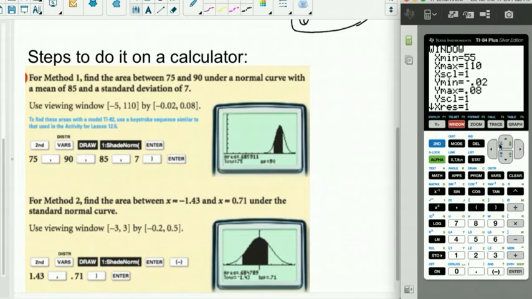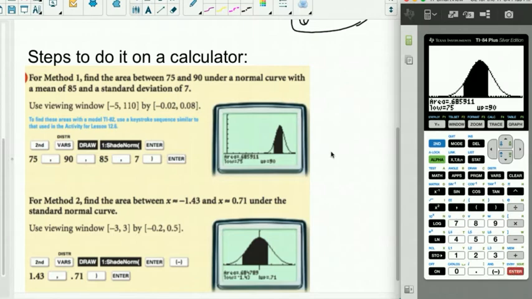Didn't do anything too crazy there. Let's go to second VARs. Let's go to draw, shade norm. We want 75 to 90 with an 85 mean and a 7 standard deviation. There we go. Okay, so that's better. Sorry.